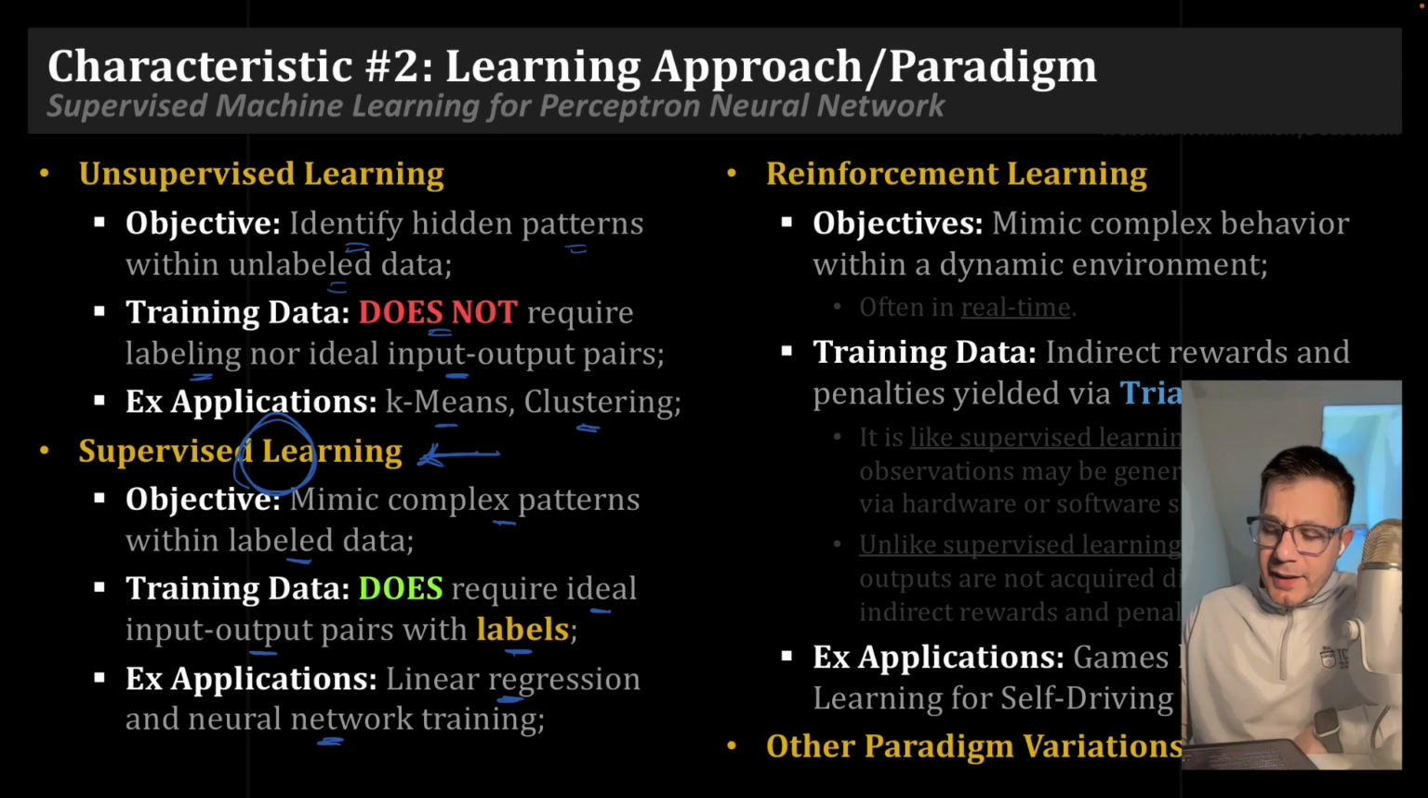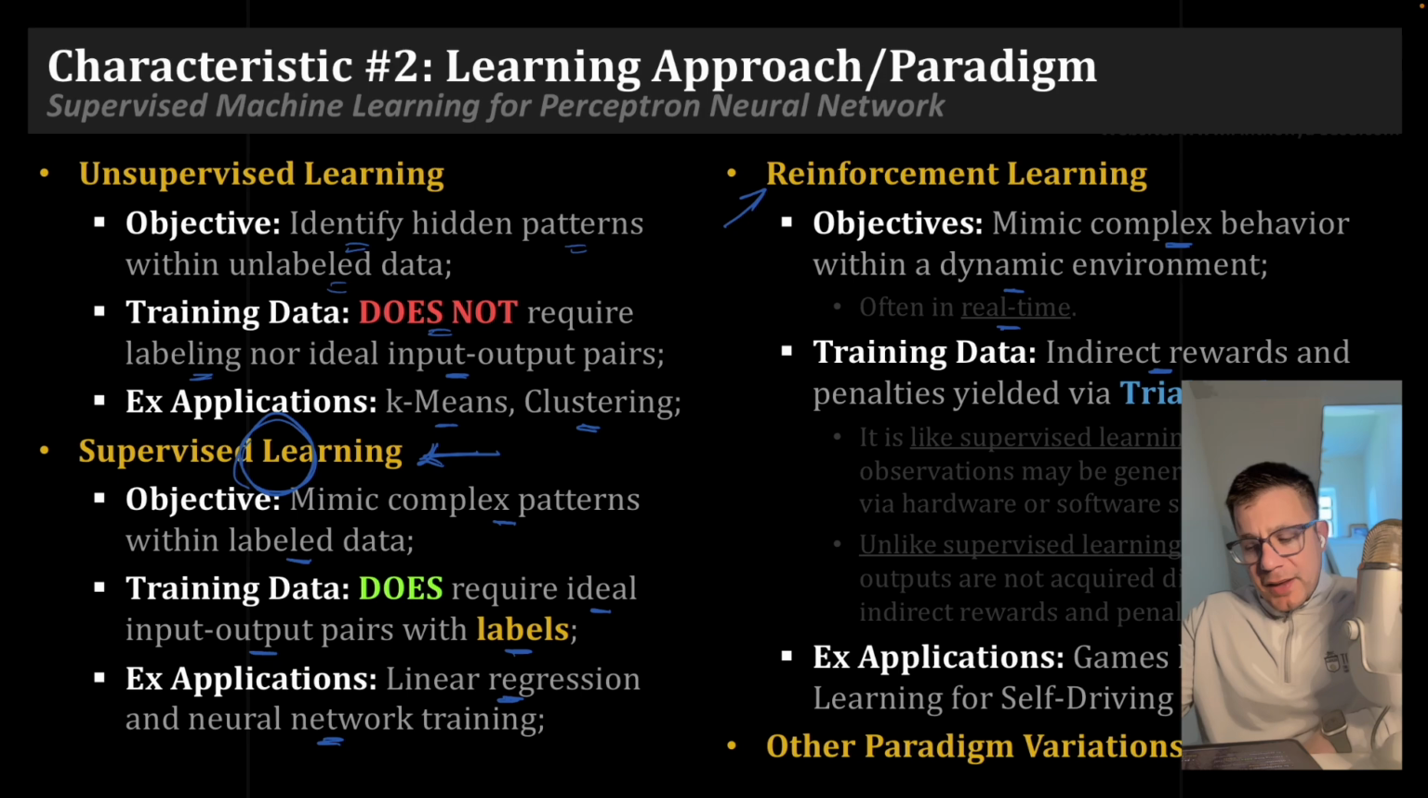The third type that I wanted to discuss is reinforcement learning, and the objectives of reinforcement learning are to mimic complex behavior within a dynamic environment, and often this is done in real time. Now, training data for reinforcement learning consists of indirect rewards and penalties yielded via trial and error. It's kind of like supervised learning, except the observations may be generated on the fly via hardware or software simulation, perhaps in the loop. But it's unlike supervised learning in that ideal outputs are not acquired directly, right? We don't get an ideal output.